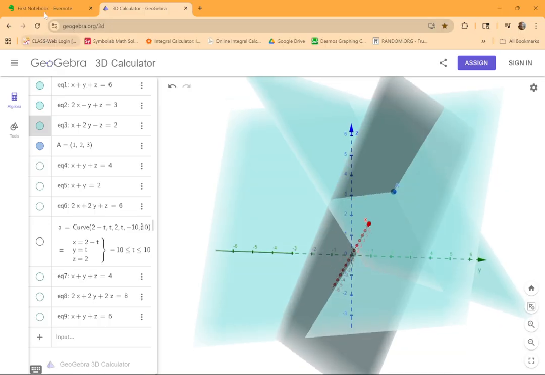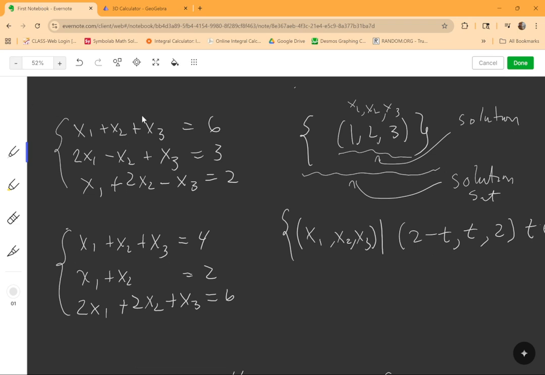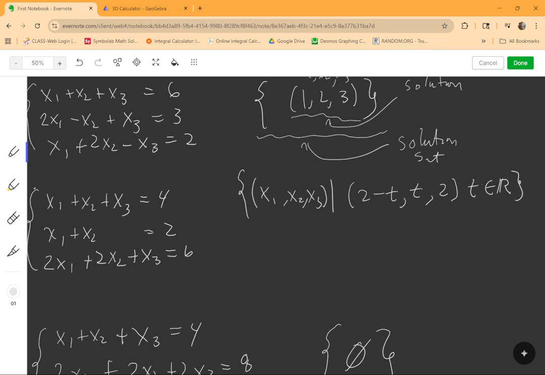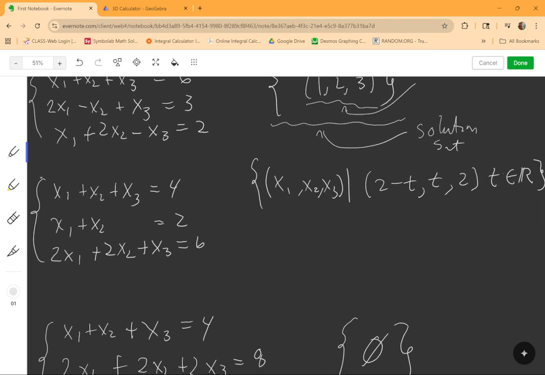Now let's look at our second example. For this system of equations, x1 plus x2 plus x3 equals 4, x1 plus x2 equals 2, and 2x1 plus 2x2 plus x3 is equal to 6. If we look here, the solution set, everything encapsulated by those curly braces, looks a lot different. What this is telling me is that I have an infinite number of solutions.